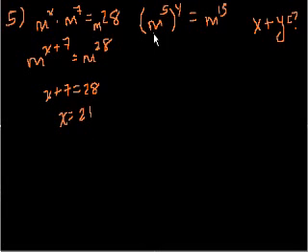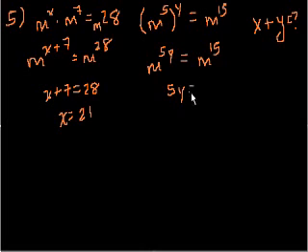Now let's go here. Here we have m to the 5th, and then we're raising that to the yth power. So here we actually would multiply the exponents, if you remember your exponent rule. So you have m to the 5y is equal to m to the 15th. So 5y must equal 15. 5y is equal to 15. Y is equal to 3.